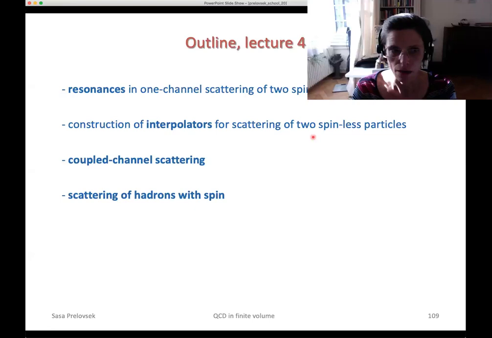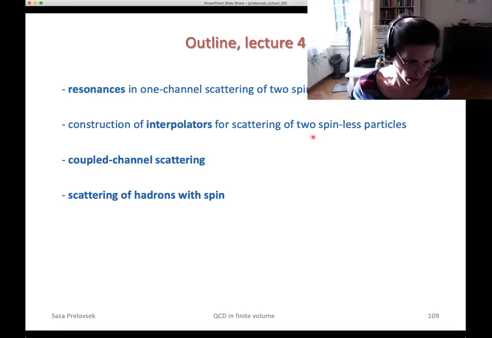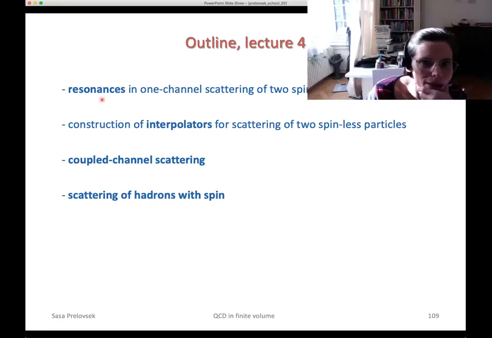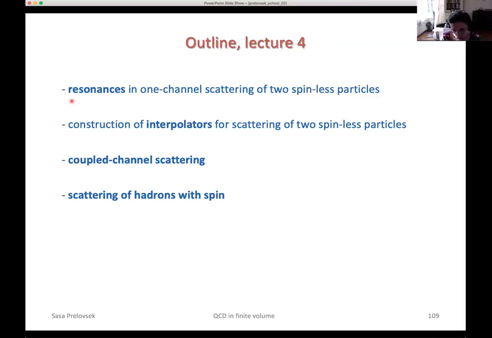This is the last lecture. We'll see how far we get. I'll try not to speed up too much. So what is the plan? We'll try to do what I hoped to do last time. Today, it's very important, resonances: examples of resonances in one channel scattering of two spinless particles.